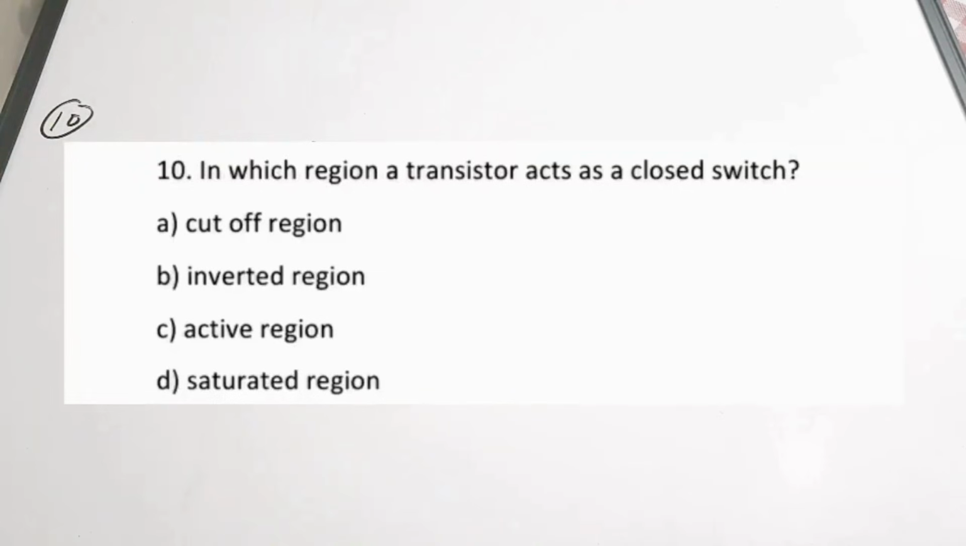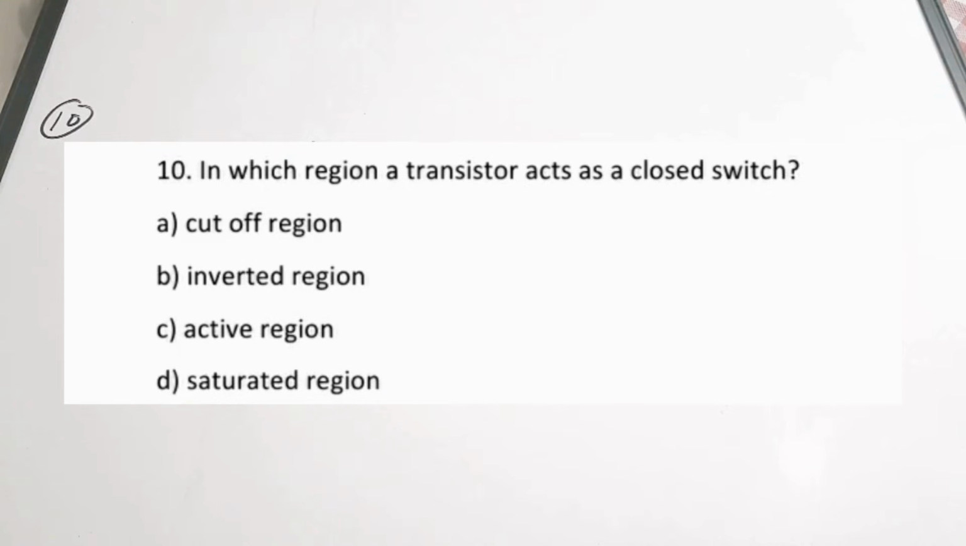10th question. In which region does a transistor act as a closed switch? So this is very important. You should know when the transistor is acting as a closed switch and when it is acting as an open switch, because the transistor has a very important property that it can act as a switch. So, in which region does a transistor act as a closed switch? A, cutoff region. B, inverted region. C, active region. D, saturated region. The correct answer is, when the transistor is in saturated region, it acts as a closed switch.